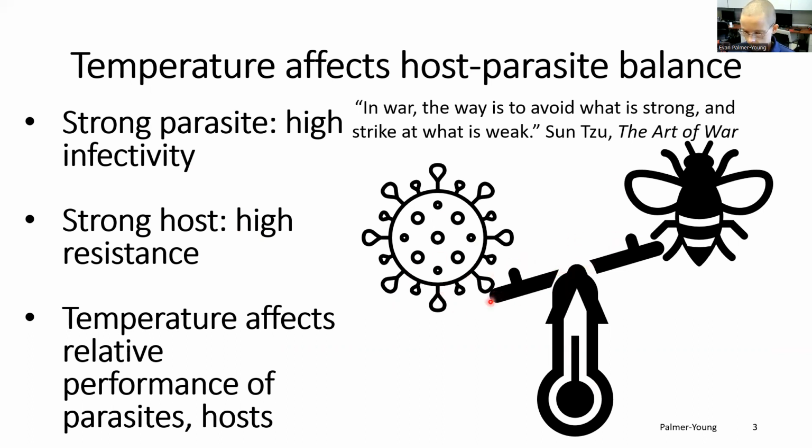For example, parasites may be better able to infect a cold-adapted host at warm temperatures, but infect warm-adapted hosts better at cold temperatures. We can summarize this with the Art of War quote: "In war, the way is to avoid what is strong and strike at what is weak."